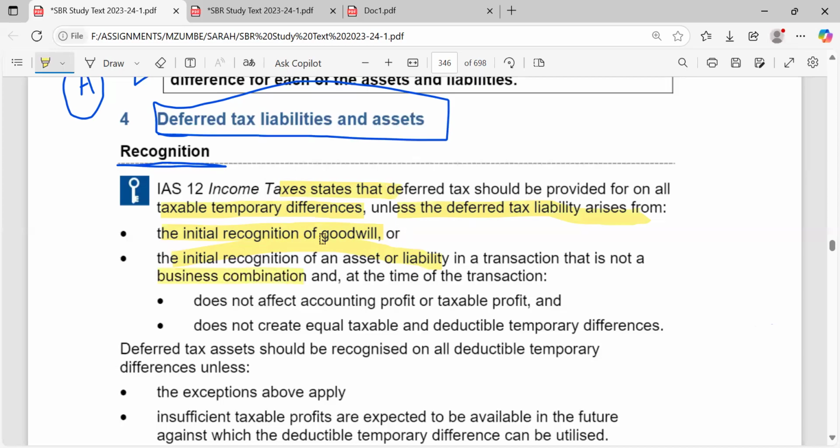You see, goodwill is on a business combination, IFRS 3, like I told you, but it could be on initial recognition of an asset or liability that is not a business combination. I don't know if you got this. Maybe you should go back to business combination. When you go to business combination, IFRS 3, we usually get goodwill this way, right?